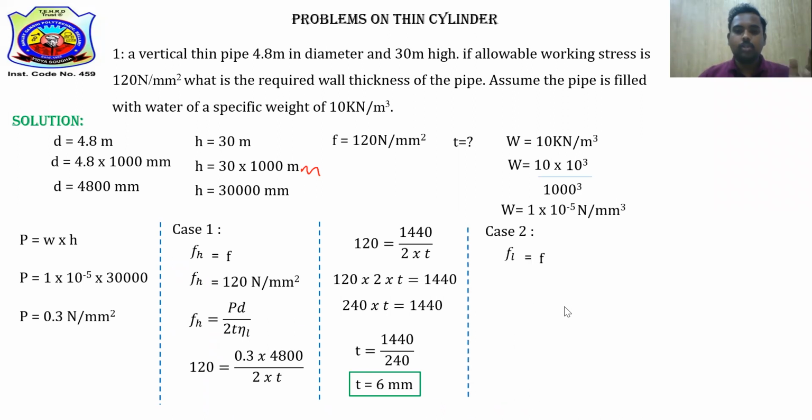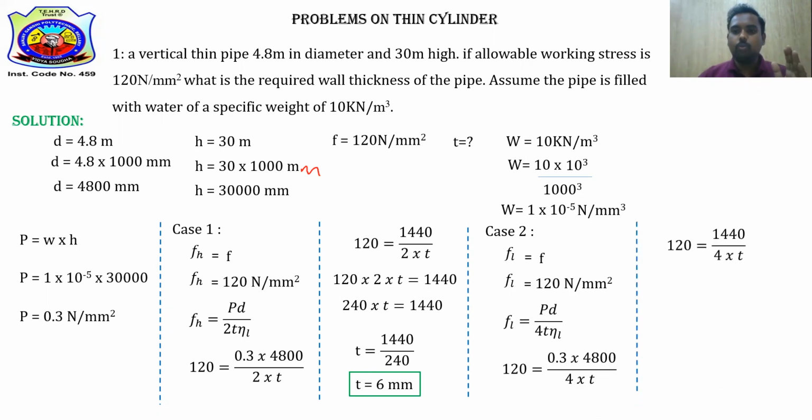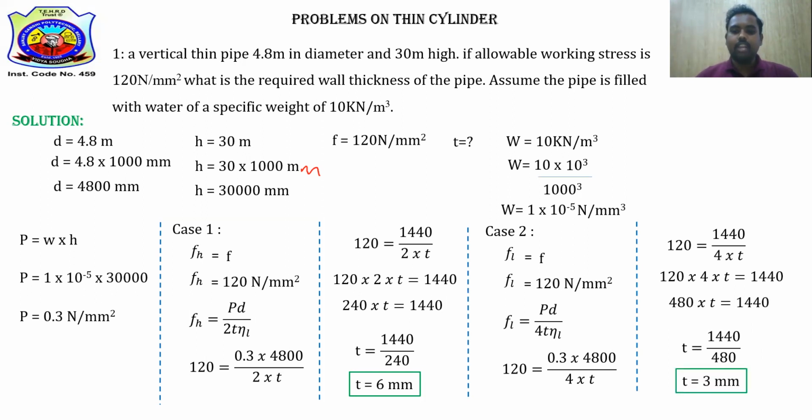Now I'll go with case 2. Case 2: FL equals F, the longitudinal stress. So FL equals 120 Newton per mm square. Then I'll use the formula for FL. Once again, here eta L is not known, so I'll go with only the remaining terms. I'll omit eta L on substitution. This is a formula with simple cross multiplication. I'll get 120 equals 1440 divided by 4 into T. On cross multiplication, I'll get the value of T as 3 mm.